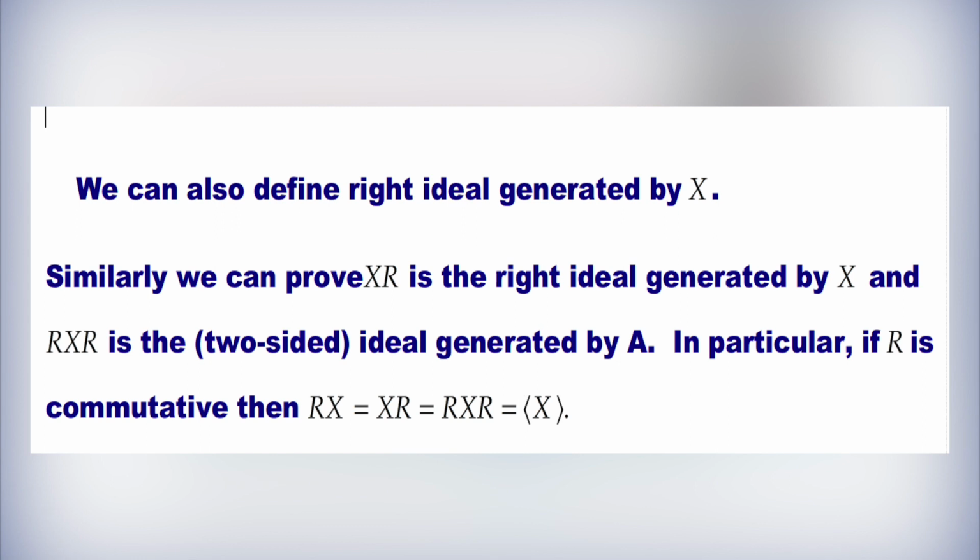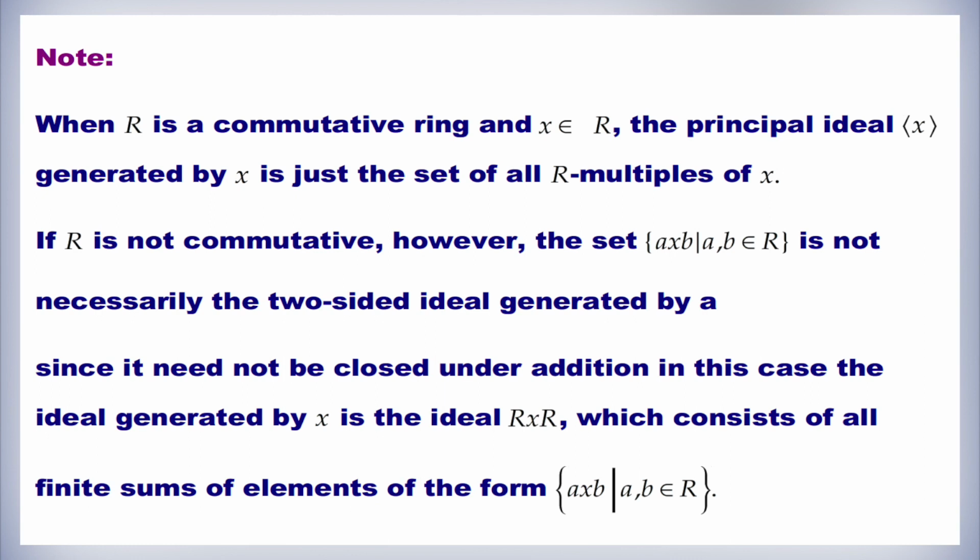In particular, if R is commutative, then Rx equals xR equals RxR, which equals the ideal generated by x. Note that when R is a commutative ring and x belongs to R, the principal ideal generated by x is just the set of all R multiples of x.